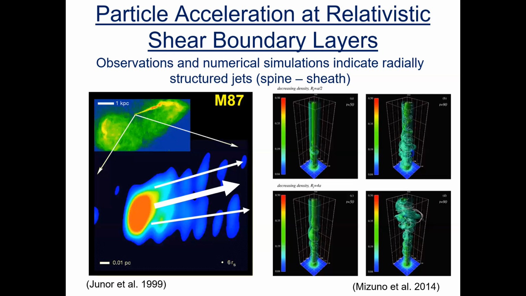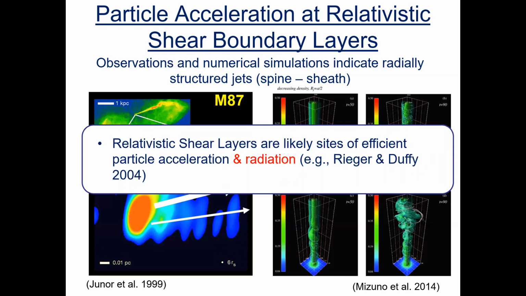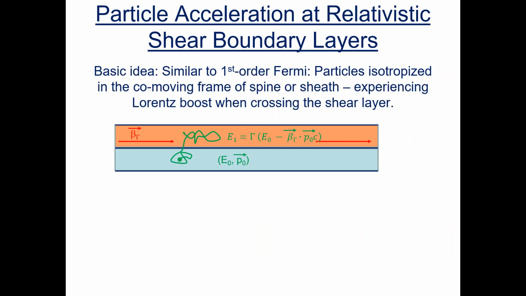So there is velocity shear, something fast going through something slower. And that can produce turbulence, and it can very likely accelerate particles. There have been quite a few analytical estimates, in particular Rieger and Duffy have worked a lot on that. But we're not going into a lot of detail. Just to say the very basic idea, it's natural that you expect particles to be accelerated. Say the lower region here is something stationary and you have a fast spine moving with a large Lorentz factor gamma. If you bounce a particle from the lower layer up into the moving layer, you get an energy boost by this Lorentz factor. And if you're going on top on average, then the beta dot p will be zero because the velocities and momenta are perpendicular. So you just get one energy boost.